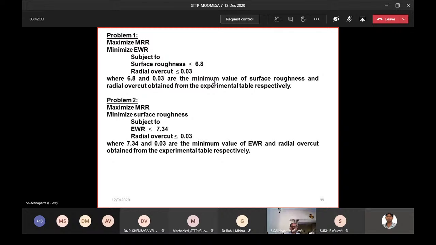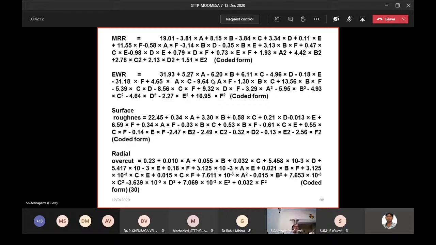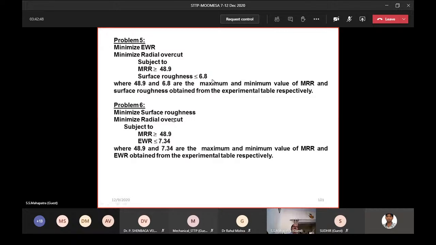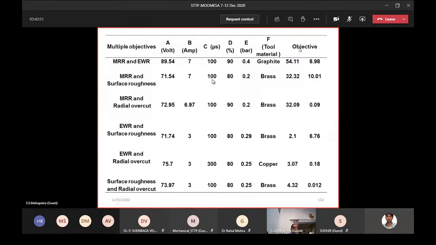Sometimes we are not interested in simultaneous optimization of all the 4 objectives. So 2 objectives are taken at a time. That is, maximize MRR, minimize EWR, electrode wear ratio, subject to surface roughness constraint that is less than 6.8, and radial overcut less than or equal to 0.03. Similarly, another problem is taken: maximize MRR, minimize the surface roughness, subject to EWR and radial overcut constraints. Similarly, 6 problems have been formulated, and all these problems have been solved.